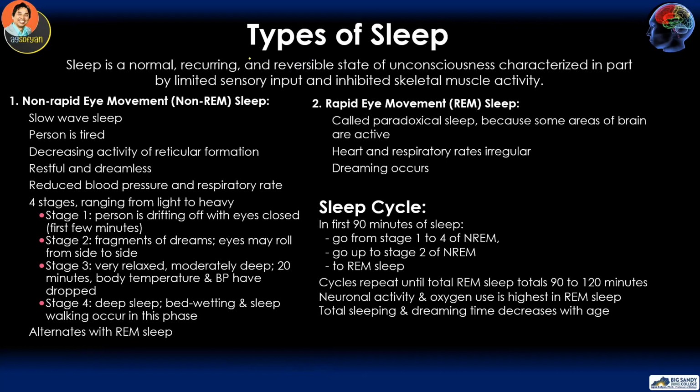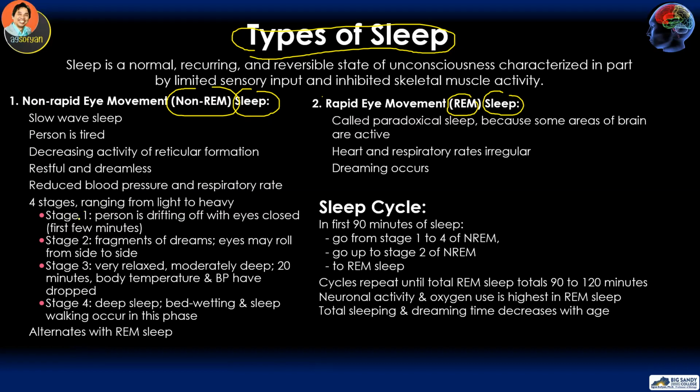Now we're going to learn a little bit about sleep. There are two types of sleep. The first one is called non-rapid eye movement, or non-REM sleep. And the second one is called rapid eye movement sleep, or REM sleep. In non-REM sleep, we can see that when some people sleep, their eyes stay still, the eyelids stay still.